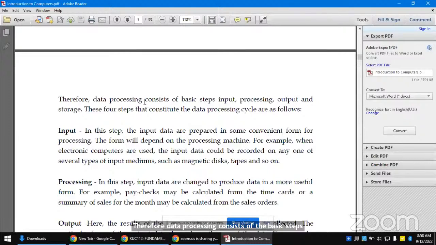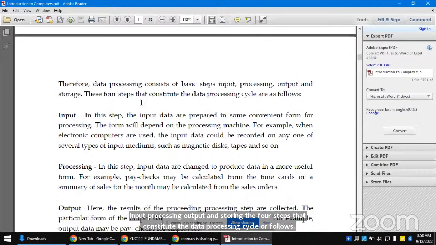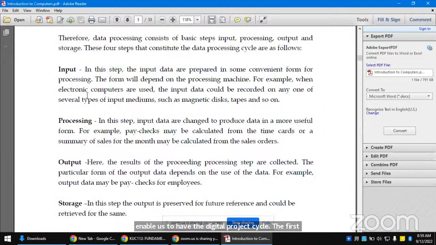So it is important for you to look at the four steps that enable us to have the data processing cycle. The first one is what we call the input. In this step, the inputs are prepared in some convenient form for processing. So there's a way that you have to capture input. Like in your phone, you have a virtual keyboard that you use to type in numbers. So that's the way you use, a virtual keyboard.